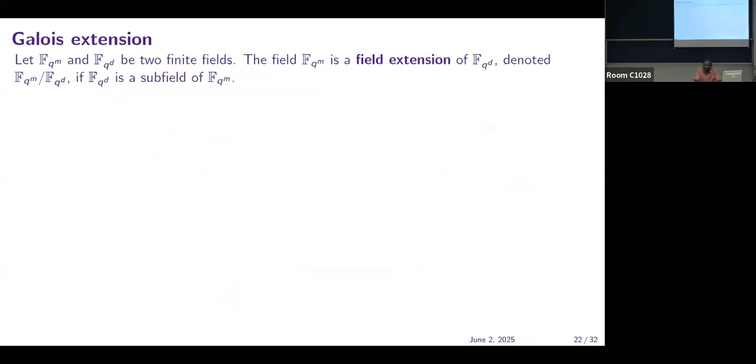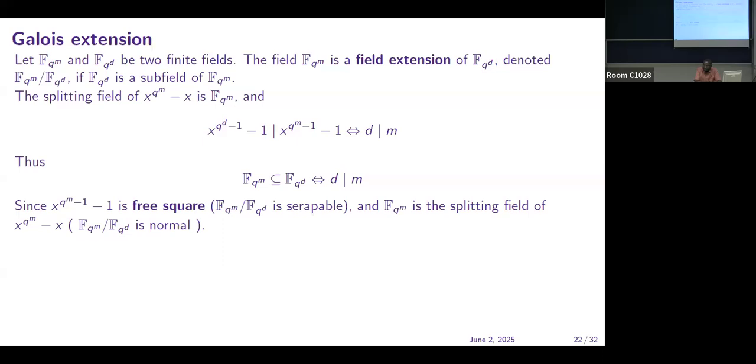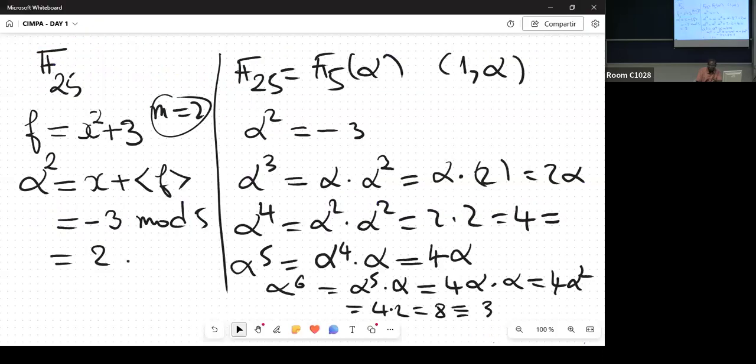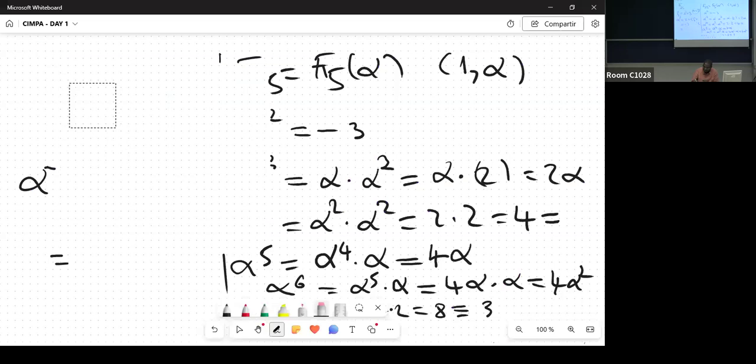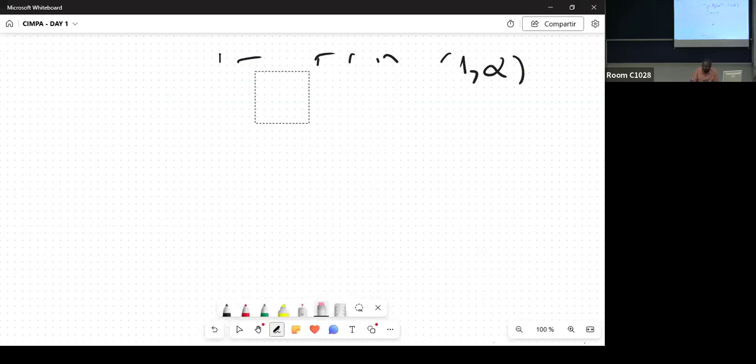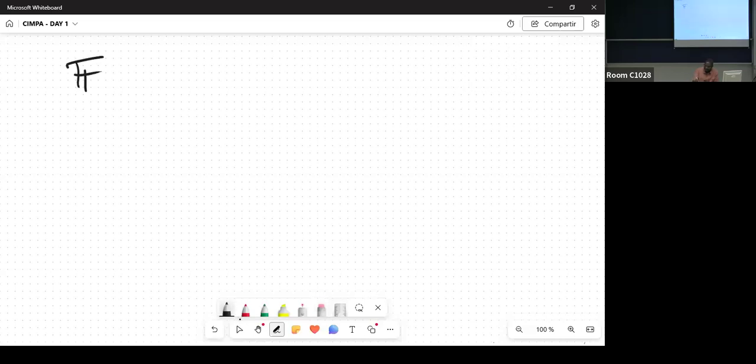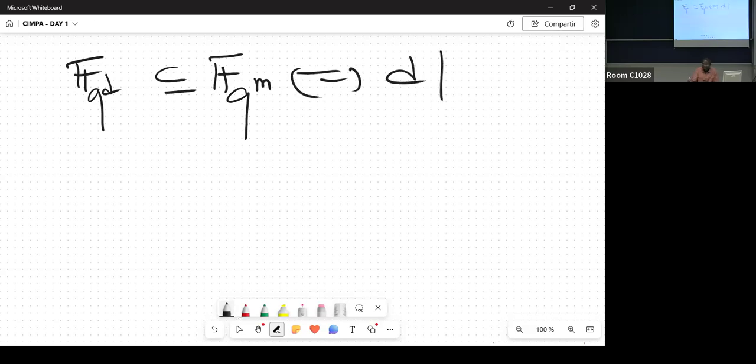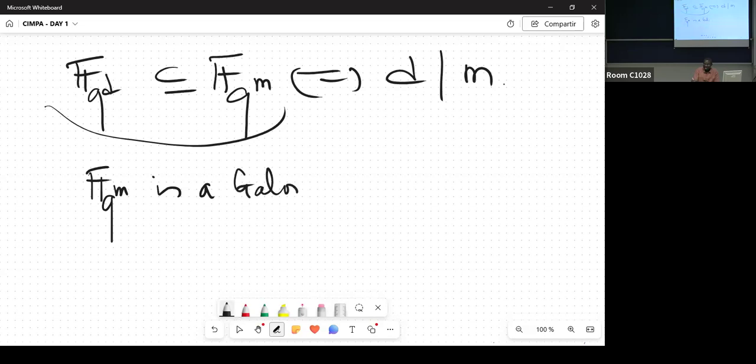Okay, Galois extension. We know that a field is a subfield of this one if and only if T divides N. This we call a Galois extension of FQ.